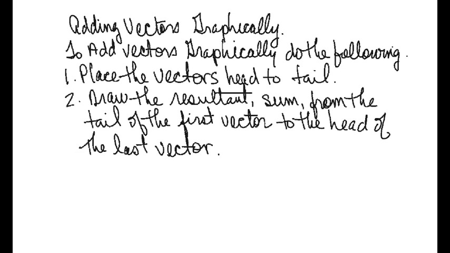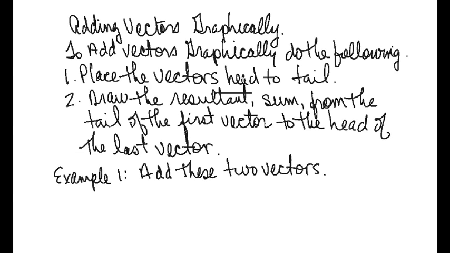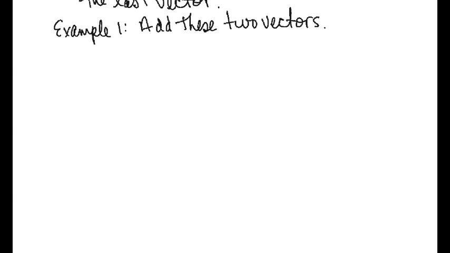2. To find the sum, we draw the resultant, which is the sum of the vectors, from the tail of the first vector to the head of the last vector. And we do a quick little example here so you get an idea what we're talking about.